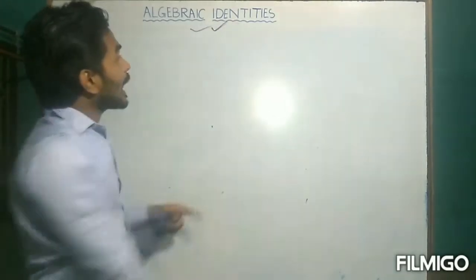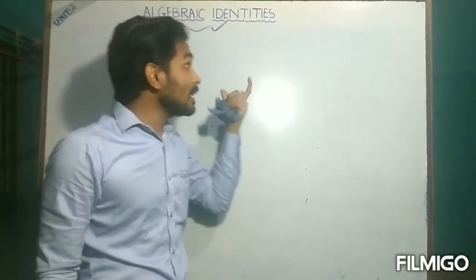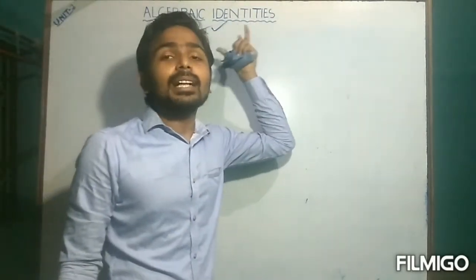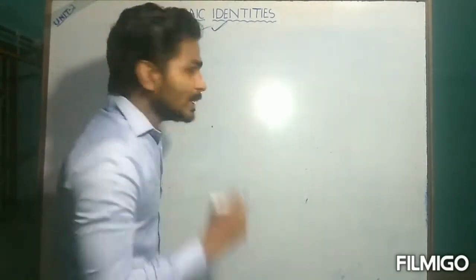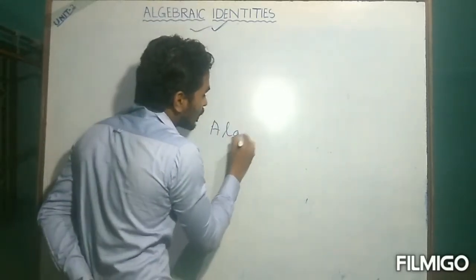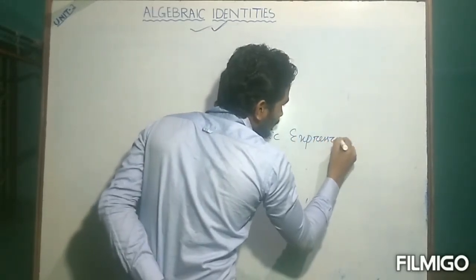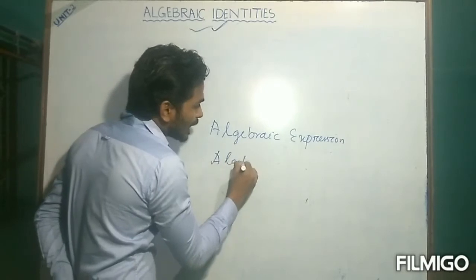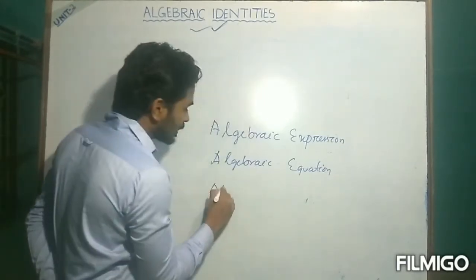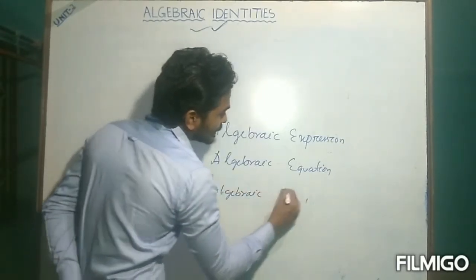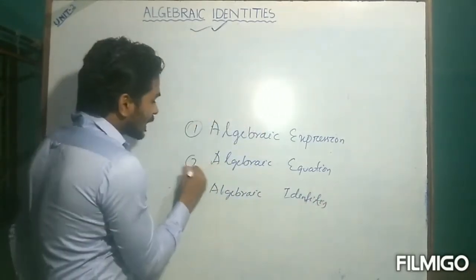Since we are going to study algebraic identities, and we are acquainted with this term from class 8, we have studied the definition and meaning of algebraic identities. So let's remind ourselves. There we studied three major terms. The first is algebraic expressions, the second is algebraic equation, and the third is algebraic identities.